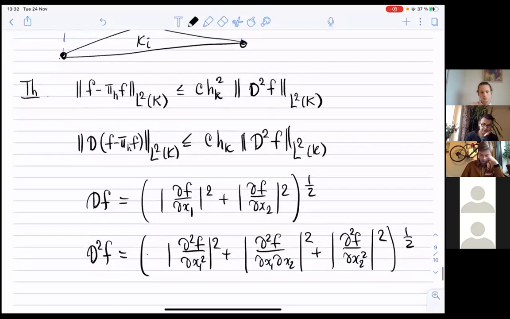Okay, so these are some of the standard interpolation estimates, and of course there are many similar estimates, and I think we will mostly use these two estimates when we do a priori and a posteriori estimation for the error in 2D.